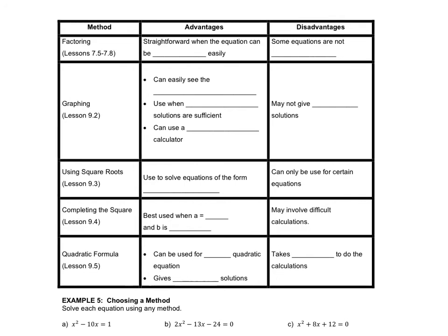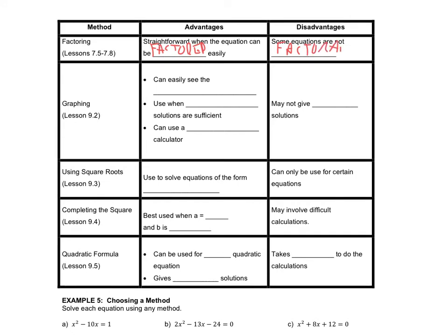So all of these methods can work to solve. Some of them will be better for certain situations. For factoring, it's pretty straightforward when we can take an equation and factor it easily. So if you can right away see a quadratic that can be factored pretty easily, then I would suggest using the factoring method. The disadvantage is sometimes our equations, as we saw, are not factorable.